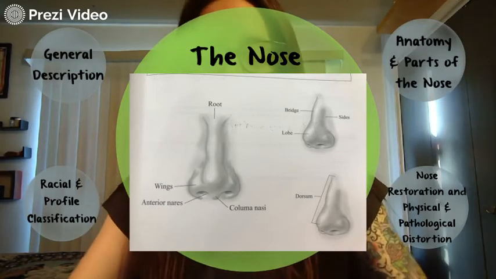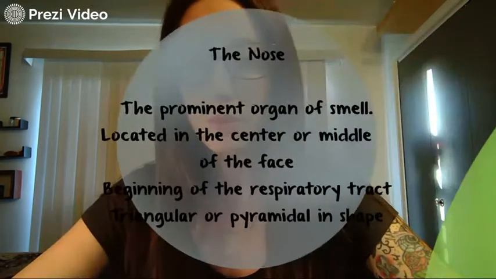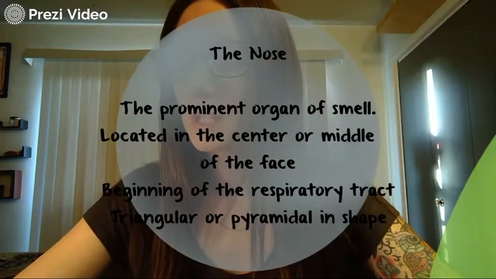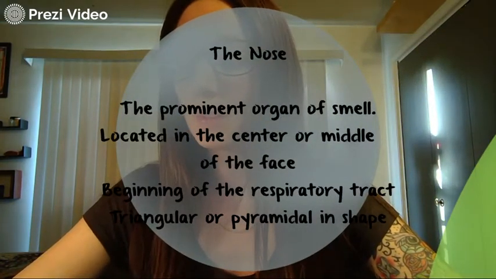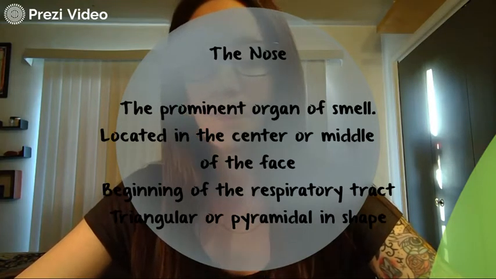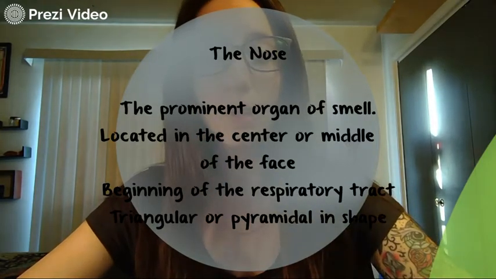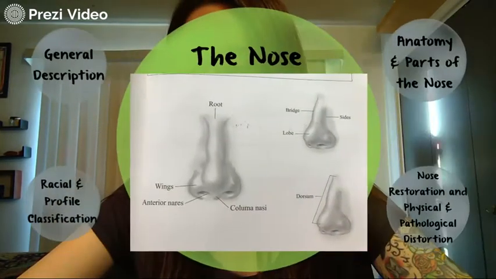Next, we are going to go over the nose. We will start with the general description of the nose. The nose is the prominent organ of smell located in the middle or center 1/3 of the face. It is also the beginning of the respiratory tract, and it's triangular or pyramidal in shape.